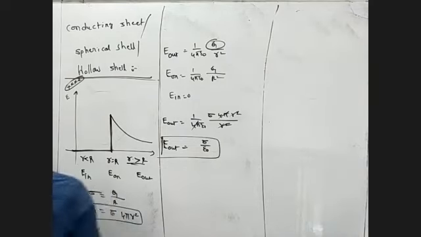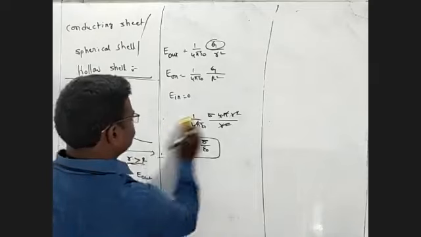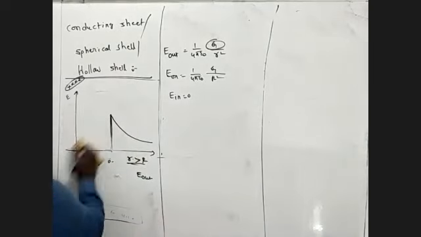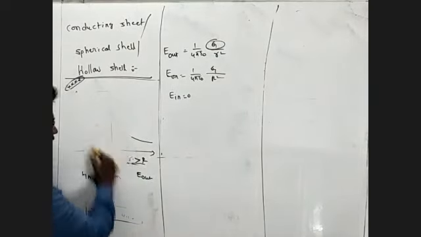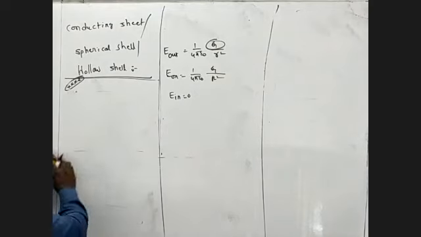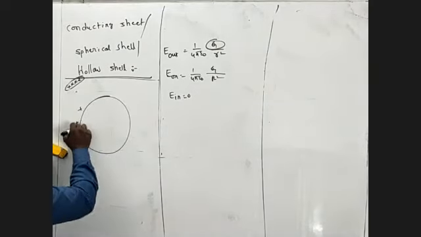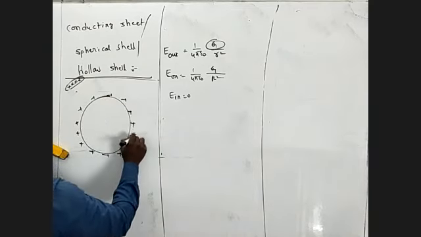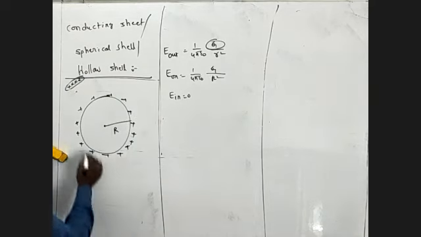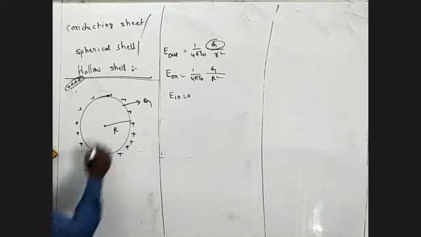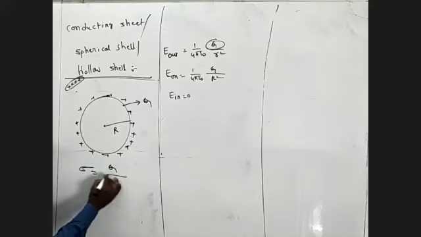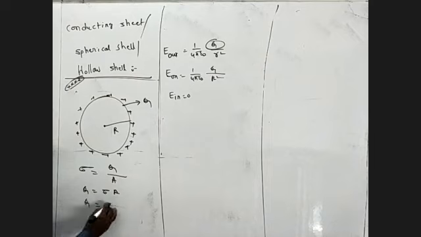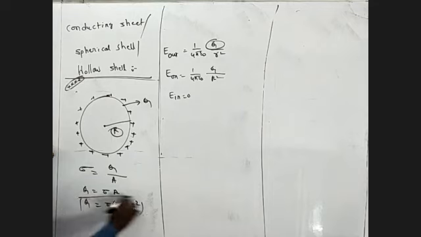This is a radius. Wait, 1 minute. This is a spherical shell. Radius is capital R. This is a capital Q. Sigma is equal to Q by area, so Q is equal to sigma 4 pi capital R square. This is a value.